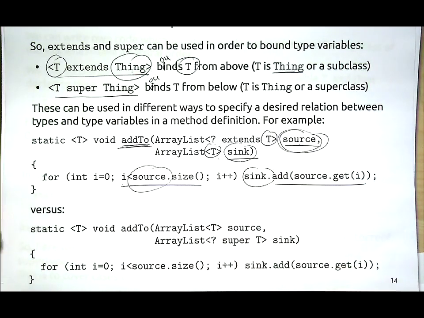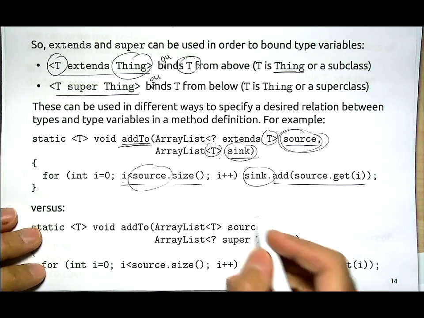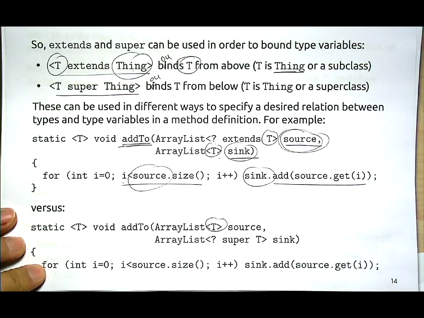Another way to specify this is saying that the source contains elements of a type that is a subtype of the elements of the sink. This is the same as saying that the sink has elements that are a superclass of those of the source. So obviously source and sink are opposite. So we can say that the source has type T, and the sink has type something that is a super of T.